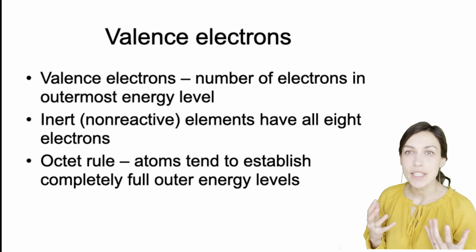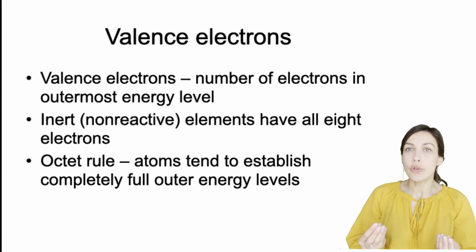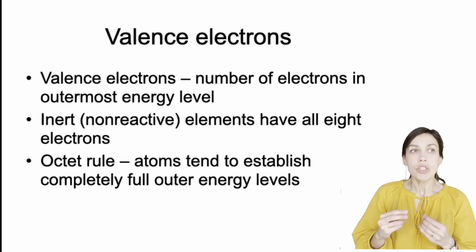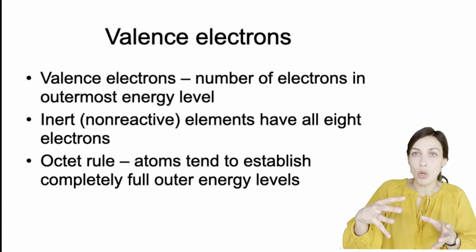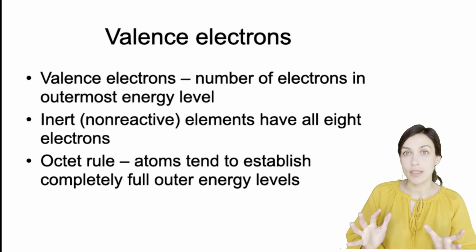There is a tendency for electrons to want to do whatever they can to fill up their valence energy shell. So atoms are most stable when their outermost energy level has a total of 8 electrons.